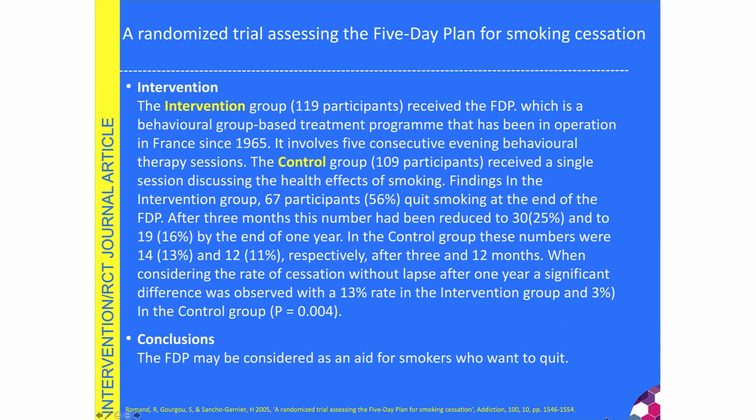And so the intervention group had 119 participants, and they all received the 5-day plan, which was a behavioural group-based treatment program that has been running in France since 1965, and it involves 5 consecutive evenings of group therapy sessions. And the control group had 109 participants, so you don't have to have equal numbers, but reasonably equal numbers is what you're aiming for. And they received a single session discussing the health effects of smoking, just a health education teaching session.